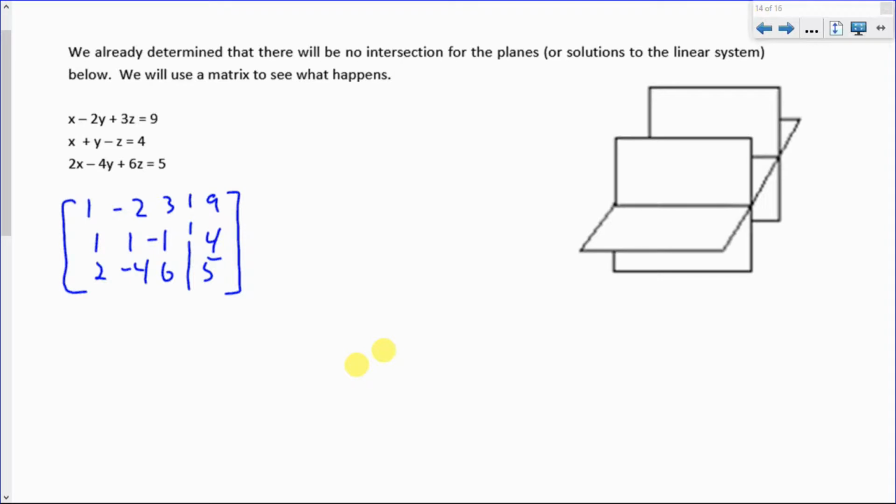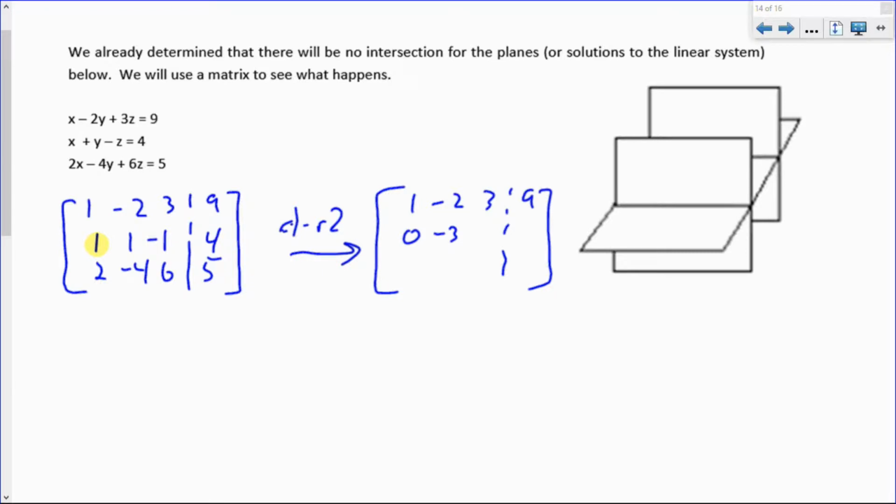Okay, and performing our row operations, we look to get rid of the 1 first. Row 1 minus row 2 will do that. So 0, -3, 4, 5. Then I go to eliminate the 2 in the bottom left. I do that doing 2 times row 1 minus row 3. And that's where things get a little bit interesting.